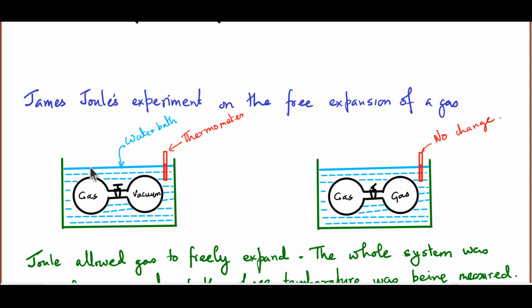In Joule's experiment, this entire setup was submerged in a body of water, and there was a thermometer which was placed in the water. Now what Joule observed is that if we were to turn the stopcock and allow the gas to expand freely into the vacuum, then after everything settled down and the gas reached equilibrium on both sides, the temperature of water as measured by his thermometer showed no change.